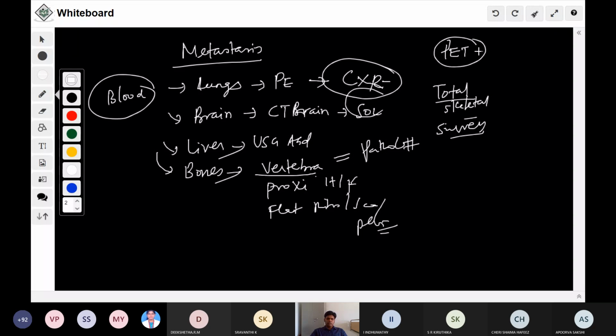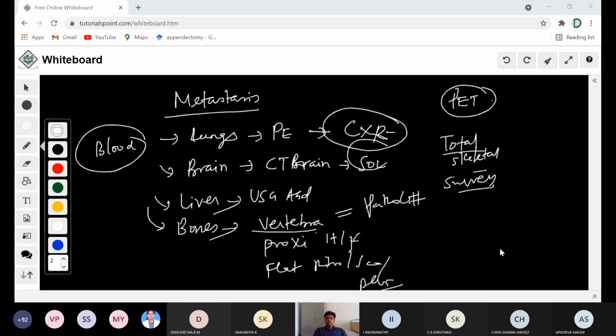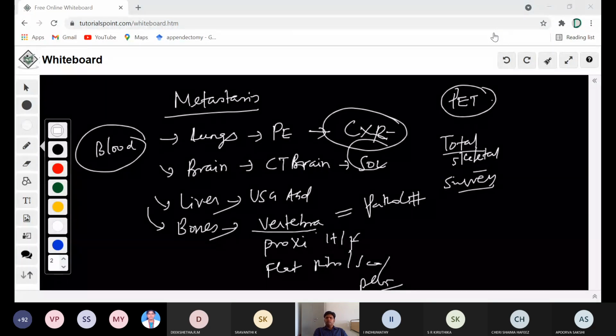So this metastatic workup you have to do, to see whether metastasis is there or not. Once you have done all these investigations, only then can you assess whether there is metastasis or not. These are all the investigations. I think I covered completely the basic things you have to see in the investigations. Any doubts, any queries?